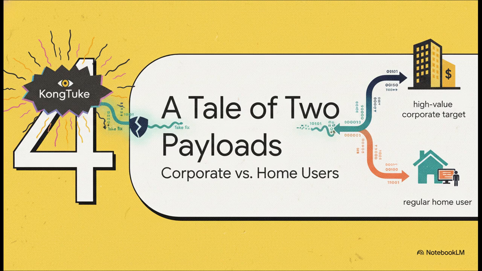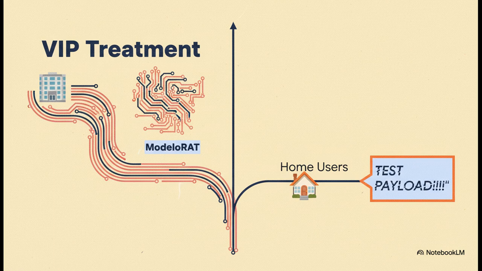This is where the story takes a fascinating turn. Welcome to part 4, a tale of two payloads. This is where the attacker, known as KongTuke, decides if you're a high-value corporate target or just a regular home user. And this slide says it all, doesn't it? If the malware detects it's on a corporate machine that's joined to a domain, you get the VIP treatment, a pretty sophisticated backdoor called ModeloRAT. But if you're on a standalone home PC, the server literally sends back the message, test payload. It's pretty clear who KongTuke is saving the good stuff for.